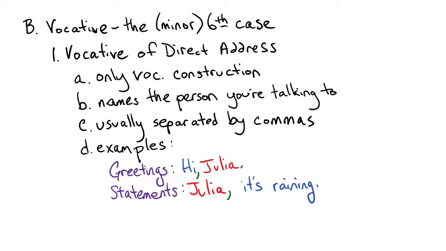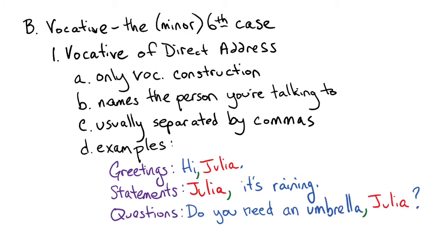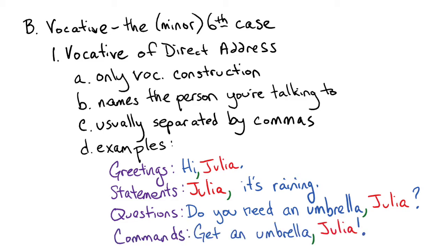We could also use the vocative to name who we're asking a question of, such as, do you need an umbrella, Julia? And finally, we could also use the vocative to name the person to whom we're giving a command, such as, get an umbrella, Julia.